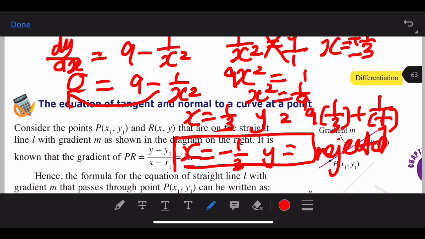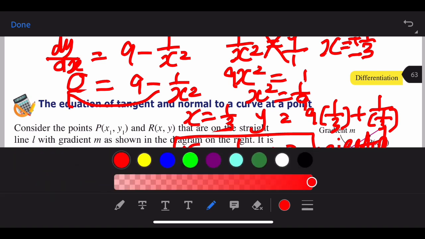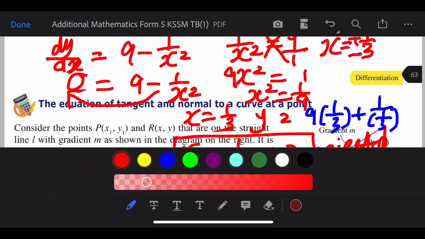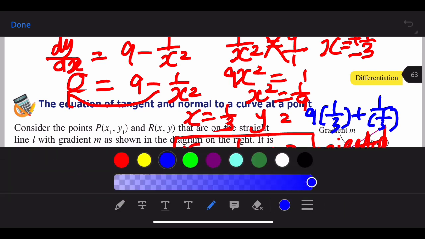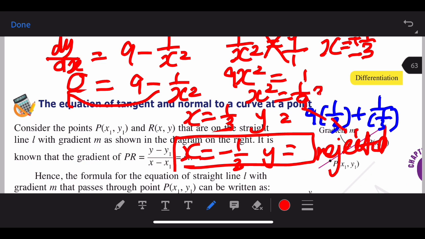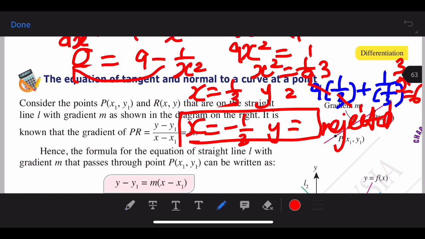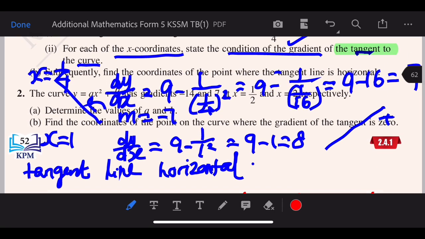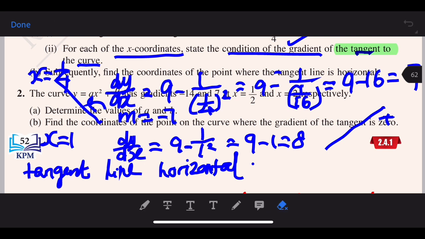So it's 9x plus 1 over x, right? So you get the answer for y is, you can simplify. Okay, let's simplify. You can cut the 1 here, 3 here. Here is 3, right? Inverse up, so 3. So the answer is 6. So that means the coordinate you're supposed to write is 1 over 3 and 6. Alright, so this is the answer for the coordinate of the point on the curve where the tangent is horizontal.